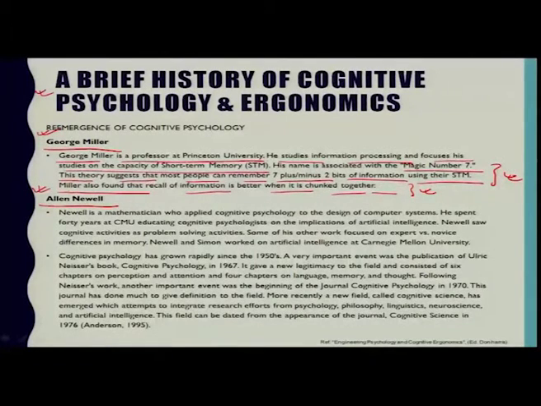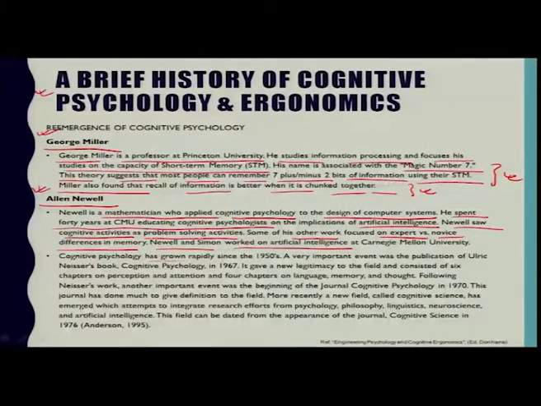Another scientist, Alan Newell, is a mathematician who applied cognitive psychology to the design of computer systems. He spent 40 years at CMU educating cognitive psychologists on the implications of artificial intelligence. Newell saw cognitive activities as problem solving activities. Some of his other work focused on expert versus novice differences in memory. Newell and Simon worked on artificial intelligence at Carnegie Mellon University.